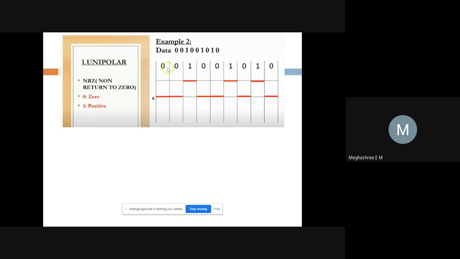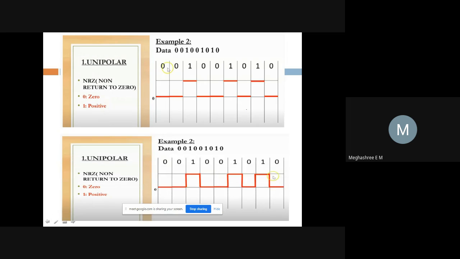So that is what I have clearly drawn here. See, for this digital data, this is the digital signal. I hope this problem is clear to everyone: converting the given digital data to a digital signal using the unipolar scheme, wherein we are following non-return to 0. Is this clear to everyone?